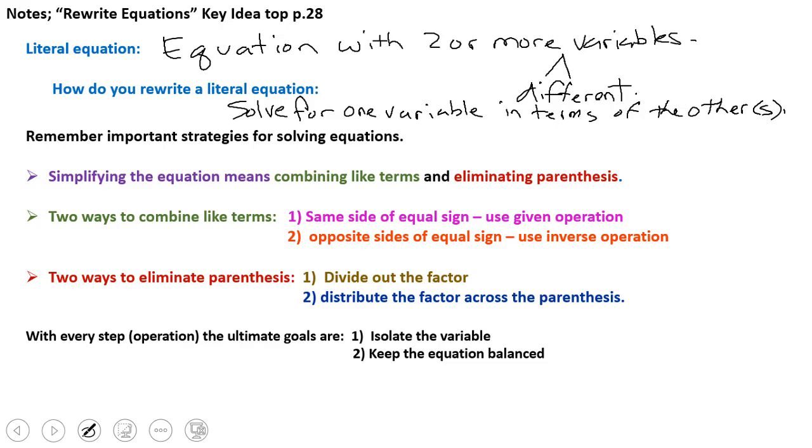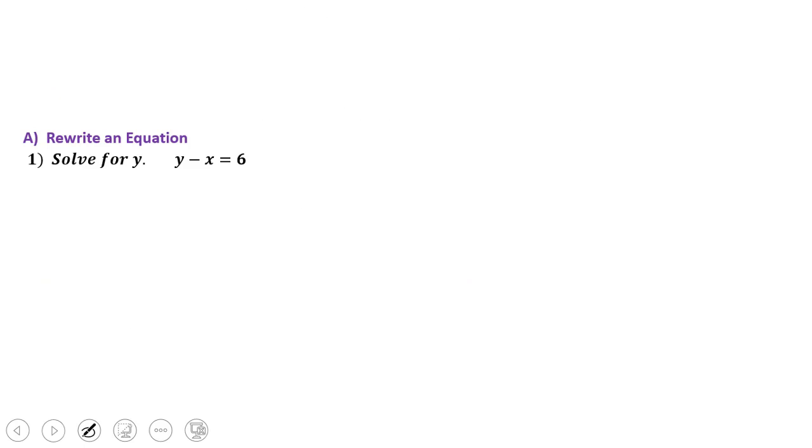And most importantly, even with literal equations, we are going to isolate the variable that we want, and we're going to keep the equation balanced. It's all done the same exact way. So, leave your pencils down, watch and listen and learn, and then at the end of the example, pick it up and pause and write it all down.